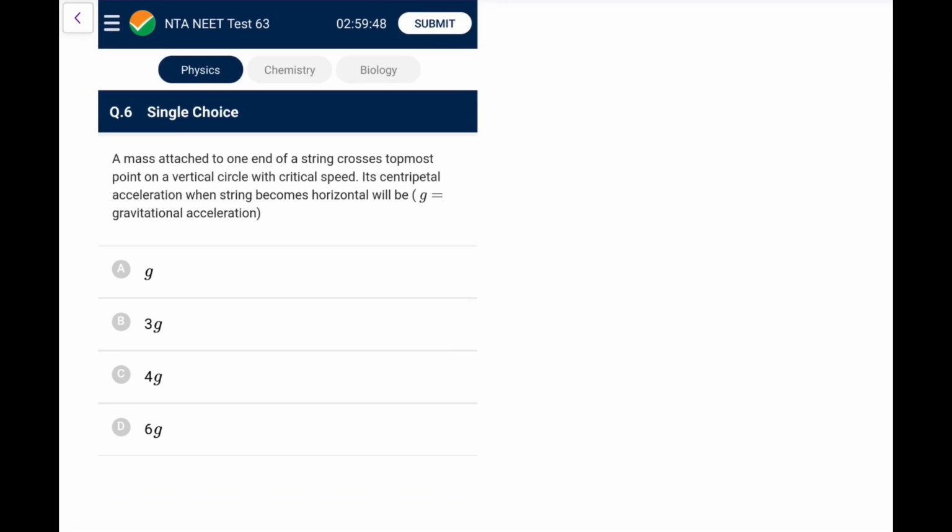Now next, a mass attached to one end of a string crosses the topmost point on a vertical circle with critical speed. That means you know that the critical speed is root gr. Find the centripetal acceleration when the string becomes horizontal. So if at the topmost point this was vc, at the horizontal point this would be, let's say, v. So what I can write, vc square would be v square minus 2gr. So v would be, from here, root 3gr.